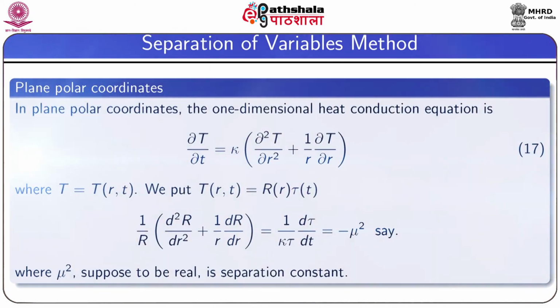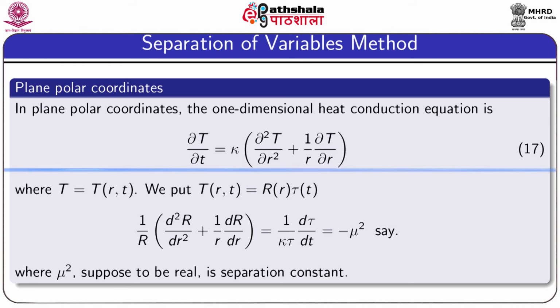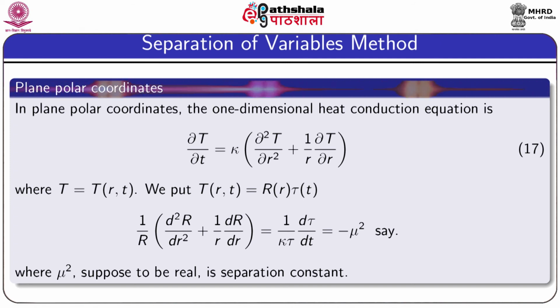Now, I am going to discuss the solution of the heat equation in plane polar coordinates. In plane polar coordinates, the heat equation takes the form. So, there are two independent variables, one is time t and another one is the radius vector small r. Now we are going to apply the same method of separation of variables.